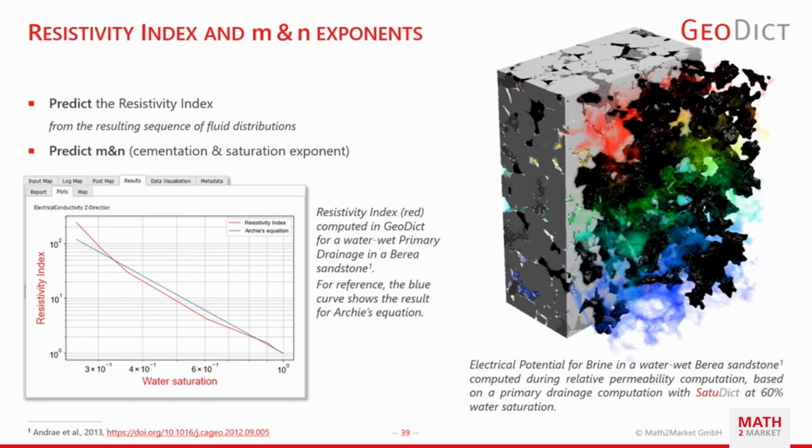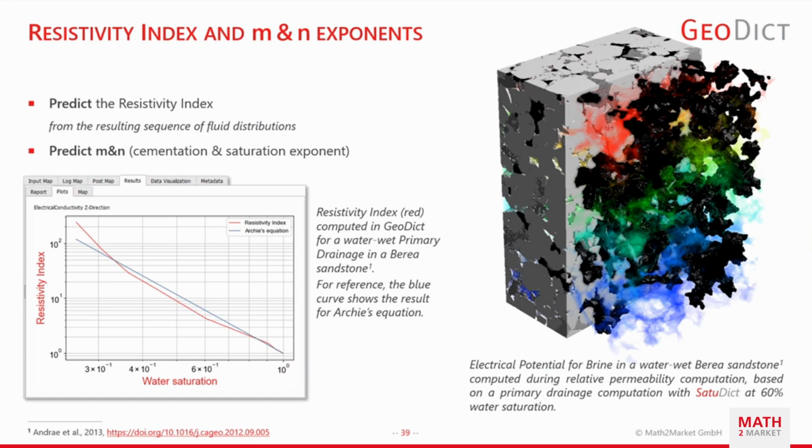Okay. With that, I would like to go to Archie exponents. So you can predict the resistivity index from a primary drainage computation, get a resistivity index curve out of it, which provides you with more thorough data points than a plain Archie equation would give. So in blue, the Archie equation, and red, the data points that are computed.